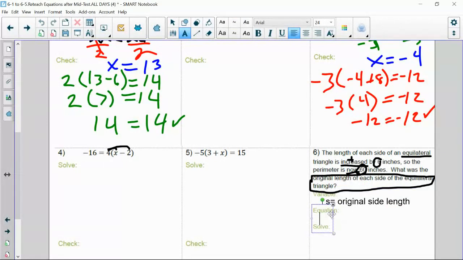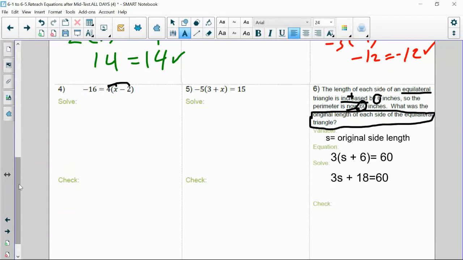Let me give myself some space to actually do my work here. We have 3 sides. That's where the parentheses comes from. And each side was increased by 6 inches. That gave it its new total of 60. Then we can take our 3 times S to get 3S, 3 times 6 to get your 18, and then go through our steps. Okay, you guys got this. You know exactly how to do this. I bet you could pause right now and do it all on your own and then come back and check with me.